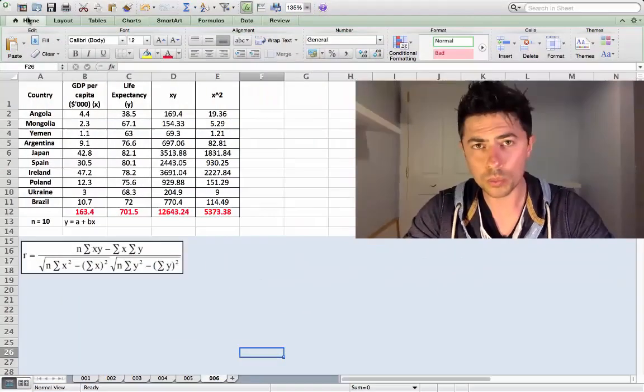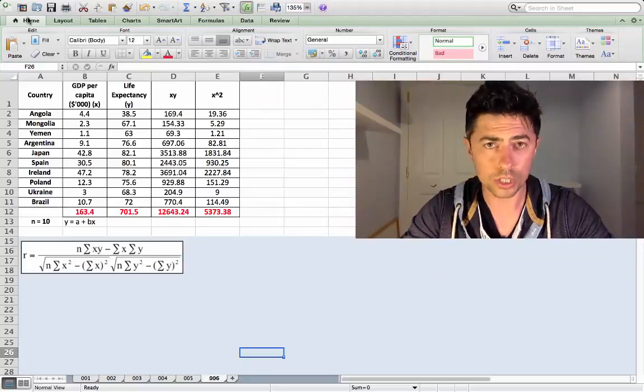Hi, in the previous video we calculated the regression equation, and in this video we're going to do the correlation coefficient and the coefficient of determination. And this calculation will complete the whole regression and correlation analysis of our example, GDP per capita and life expectancy. Remember, life expectancy is the dependent variable and it depends here on the independent variable, GDP per capita.